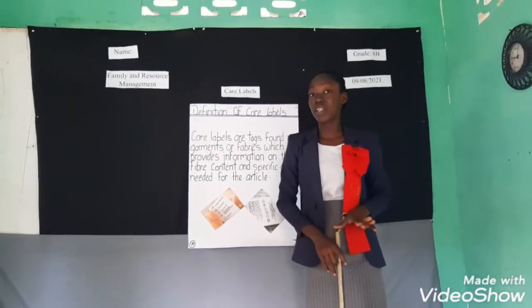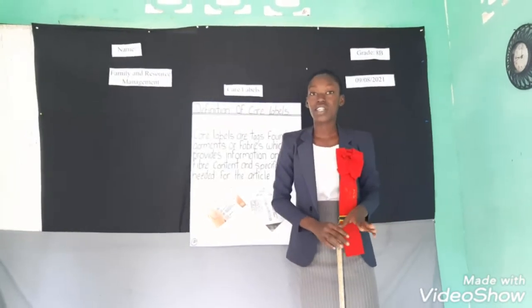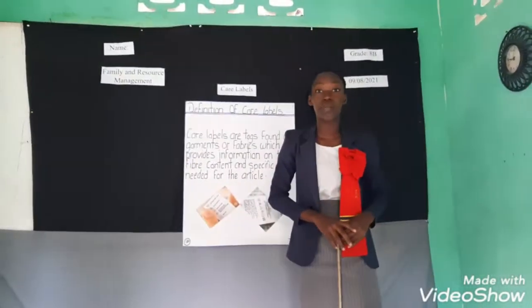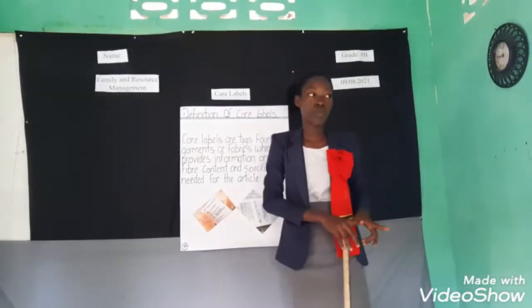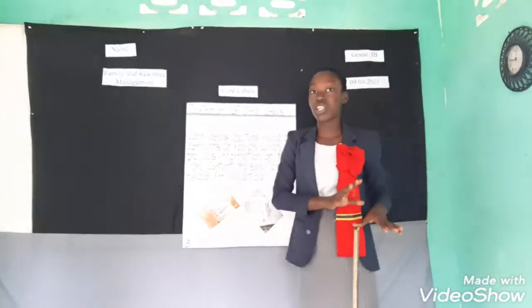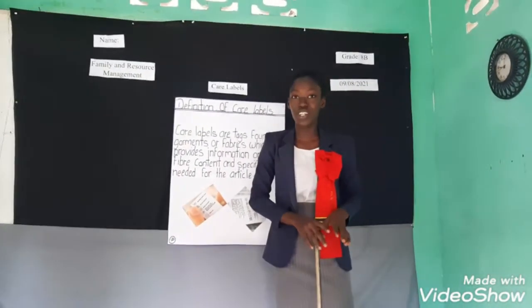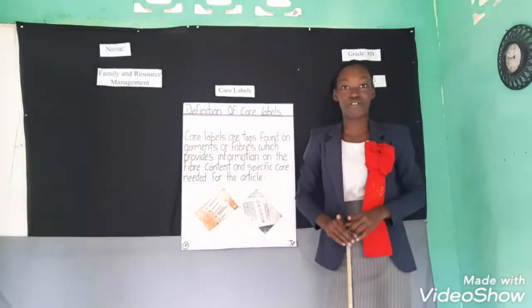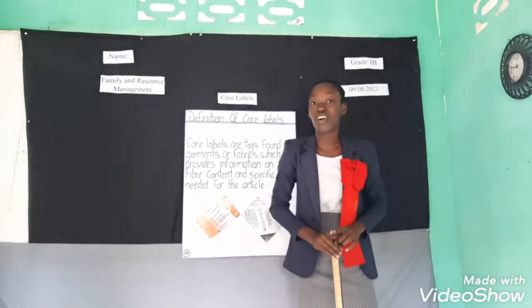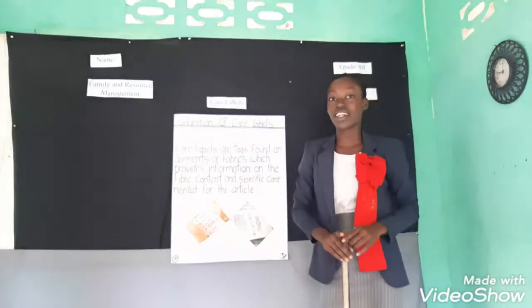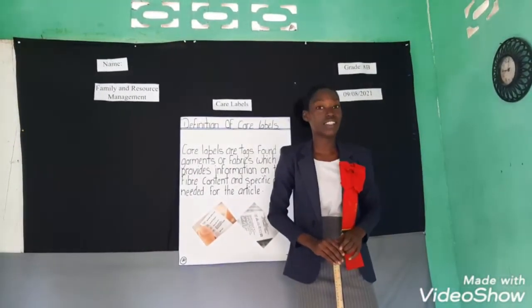So care labels are mainly tags. It may not be tags, because the care label can be printed on the garment itself. One group had jeans with a label printed on the pocket itself. Good. So it may not only be tags, and it includes information on the fiber content and how you can care for that garment or household article.